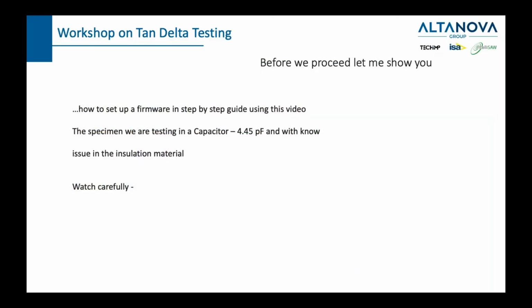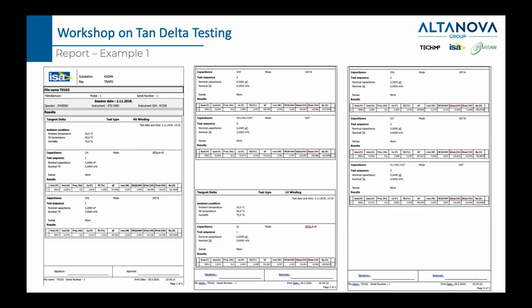As you can see here, and as you could have seen before, we measured a 4.45 picofarad capacitance on a small sample, and that made us understand that tan delta was 1.26, which means that we have a problem with that insulation. So moving on, now we have some examples, and let's see them one by one.